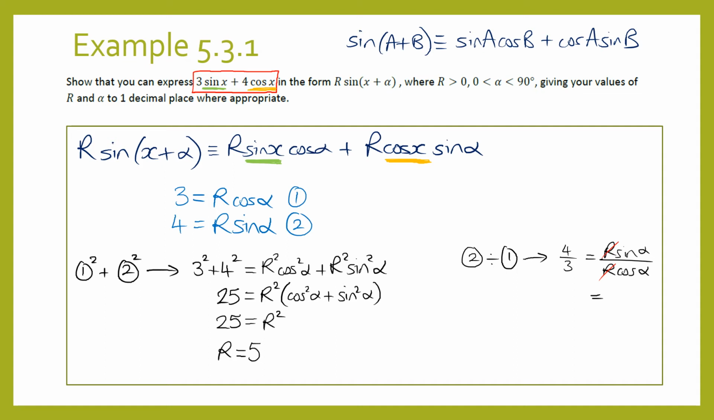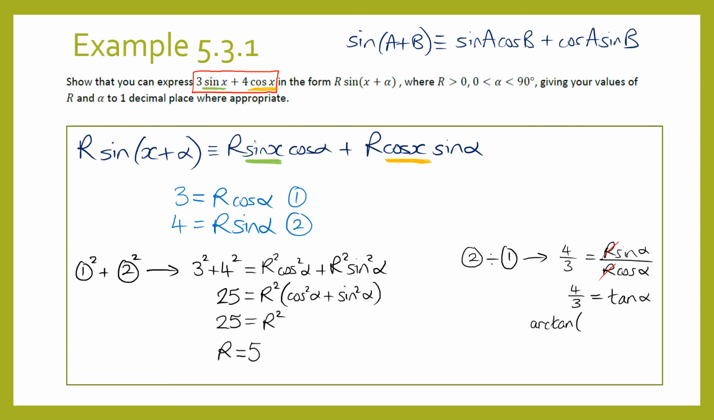Now there's a reason I did equation 2 divided by equation 1 and not the other way around, because I looked at them and I knew I could get sine over cos, which is tan. If I did it the other way around, I'd get cot, which would just give me an extra step of rearranging to do. Not a massive problem, but it makes sense to do it as efficiently as possible. So sine alpha over cos alpha is tan alpha. Now we can do inverse tan of 4/3.